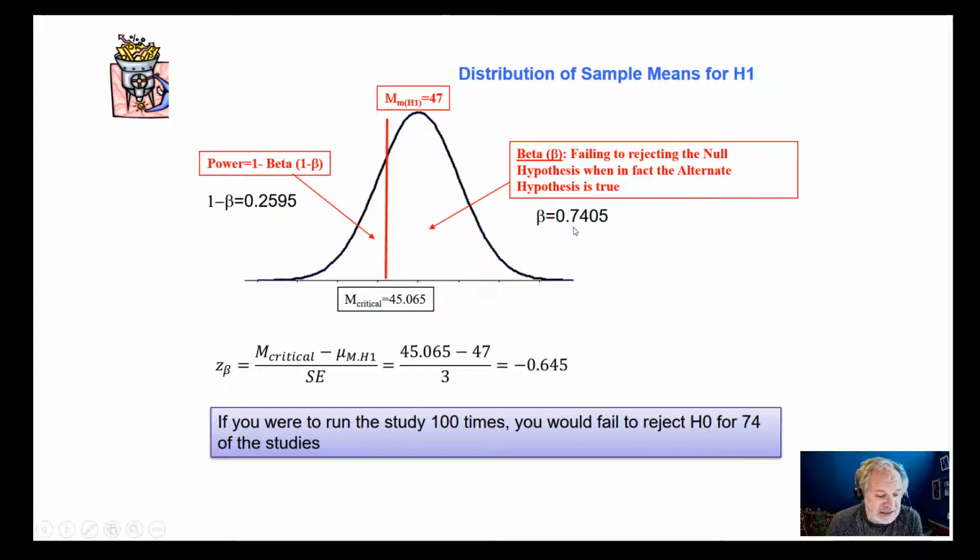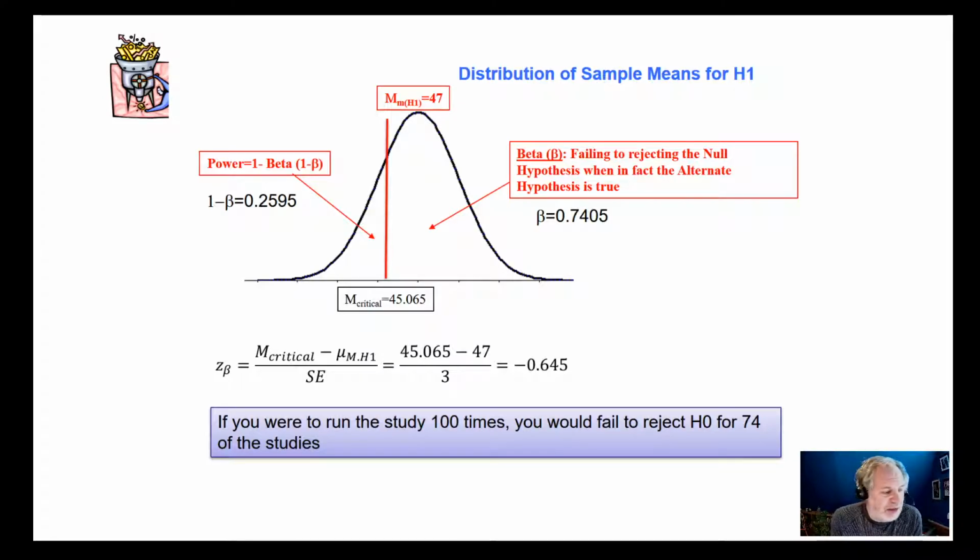Beta, which is a type 2 error, is failing to reject the null hypothesis when the alternate hypothesis is actually true. And in this case, if the alternate hypothesis is true and the mean were 47, if I ran my study 100 times, 74 times I would fail to reject the null hypothesis when in fact the alternate hypothesis is true and I should be rejecting the null. I don't reject it. That's an error. That's a type 2 error.